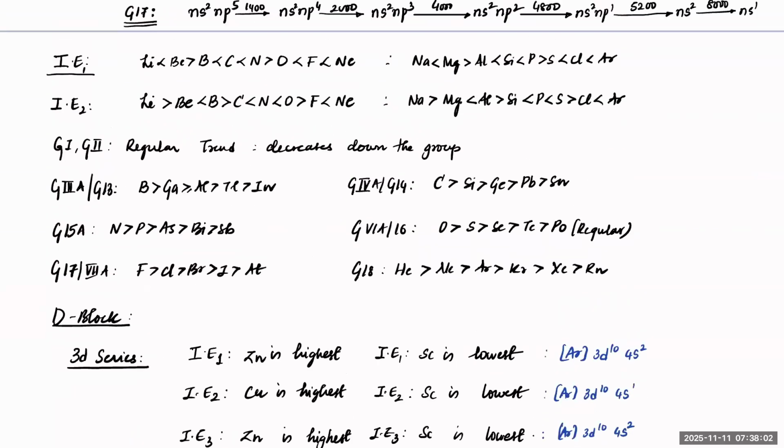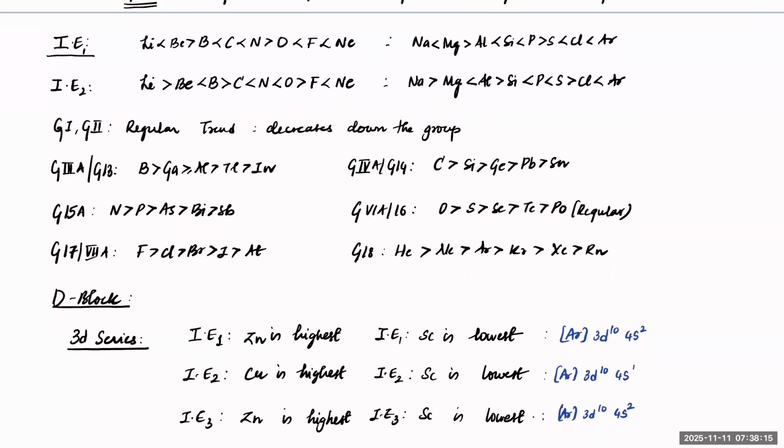So based on that you can see how the first ionization and second ionization will vary. Check.